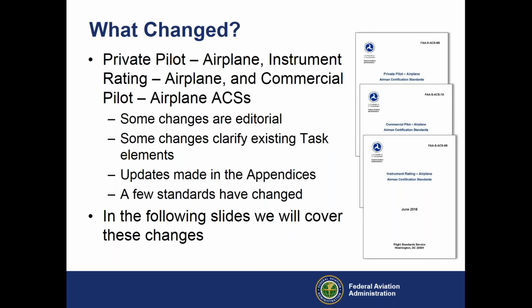Okay, so what changed? As we progress through this presentation, you'll see that some of the changes are editorial, meaning a word was wrong or a comma was in the wrong place. As I said earlier, one of our goals was to align like tasks and elements amongst the three ACS documents. Of course, there are more tasks and elements alike between the private and the commercial. There are some that are common to all three. For example, a single engine approach in a multi-engine airplane.